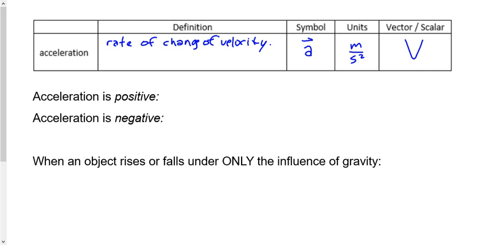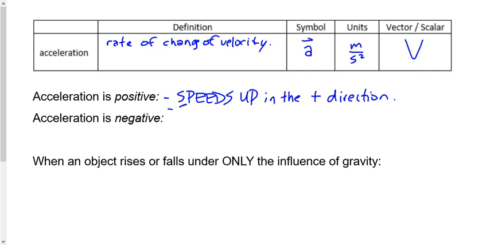Acceleration will be positive if an object speeds up in the positive direction. Acceleration is also positive if an object slows down in the negative direction.